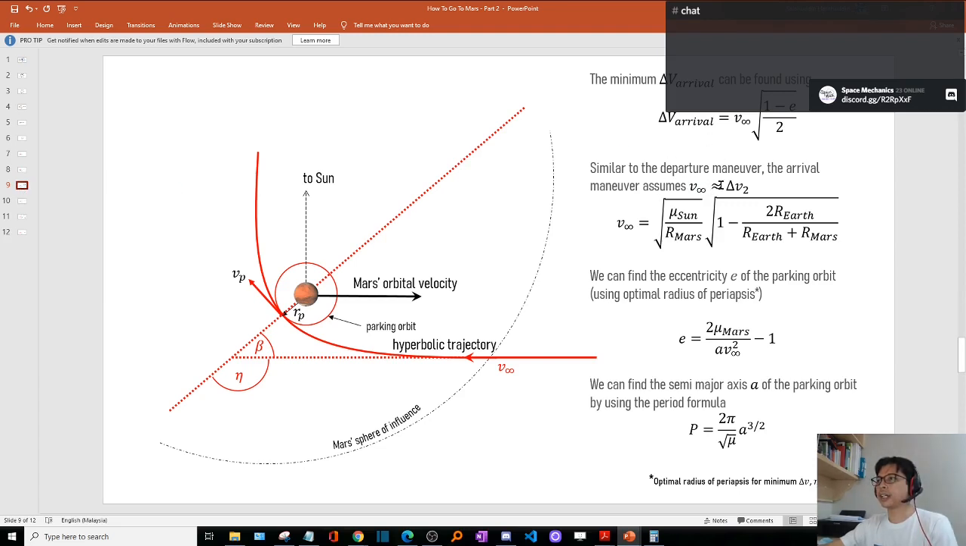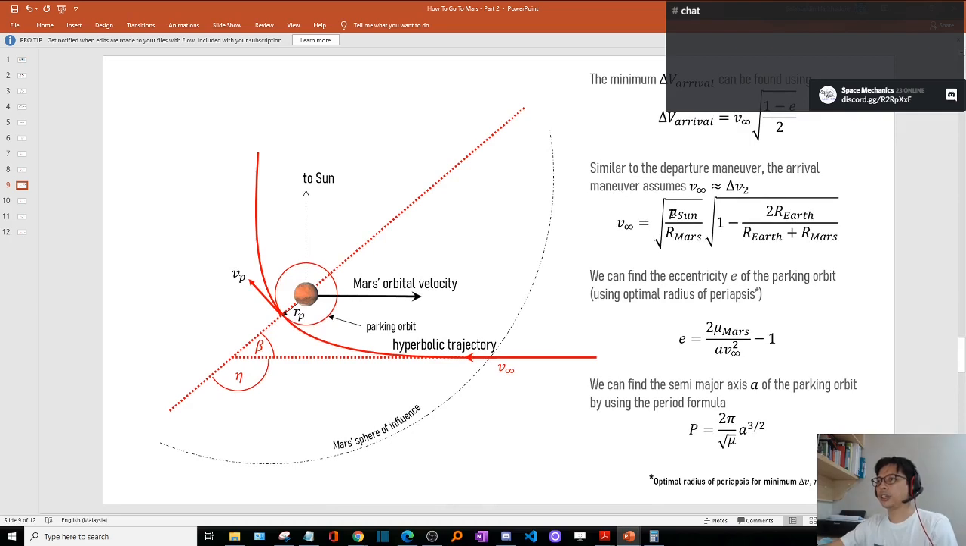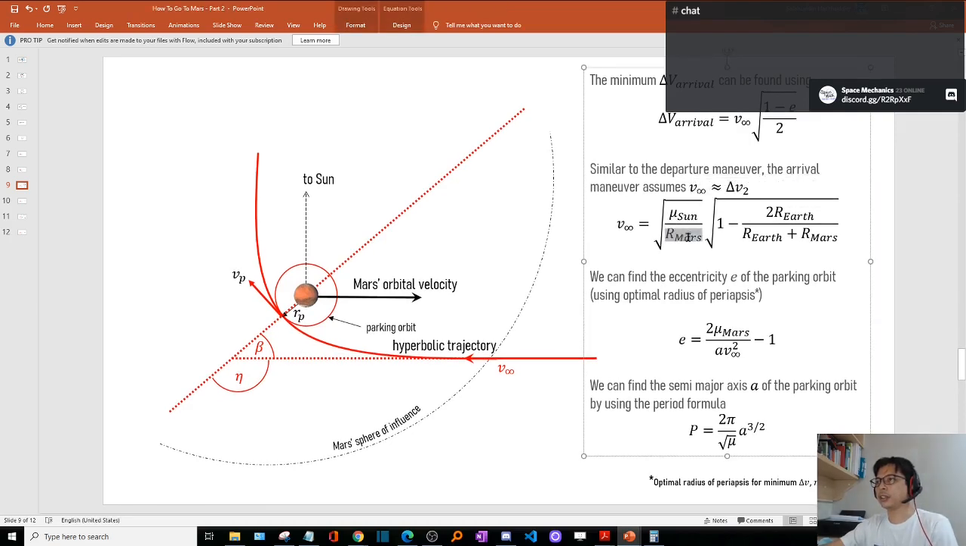So to find V infinity, I just use the same formula for delta V2. Clear. You know this, you can find it. You know this, R Mars. Remember, R Mars is not the radius of Mars, it's the distance of Mars from the Sun. Same thing as our Earth here. I don't want you to be confused, because you're going to get a totally different answer.